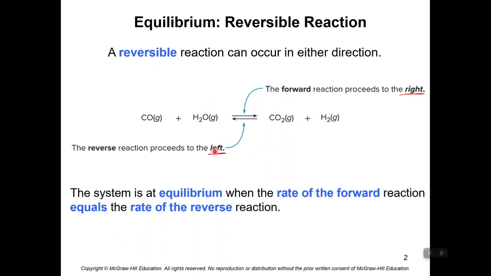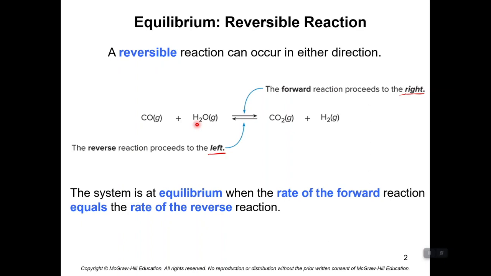And eventually, as you allow the reaction to proceed, the rate at which reactants are turned to products and the rate at which products are turned to reactants ends up being the same. Initially, those rates are not, but eventually they reach the same rate. And this is what we mean by a reaction reaching equilibrium.